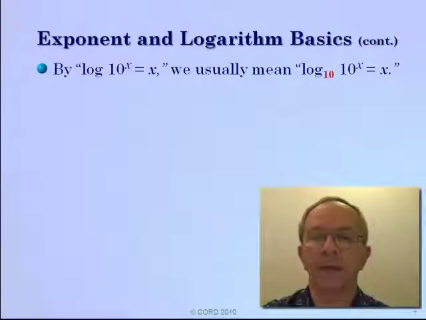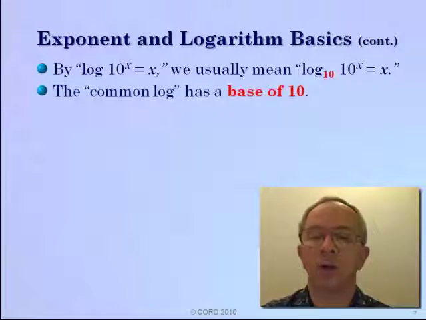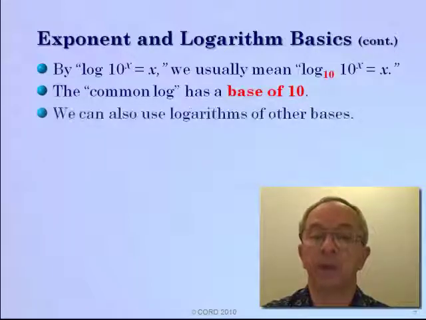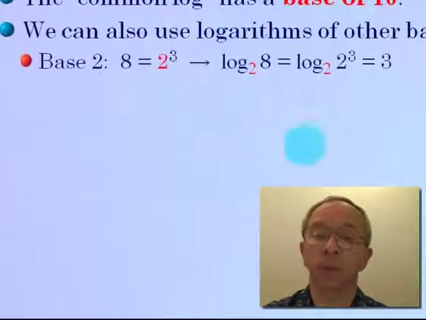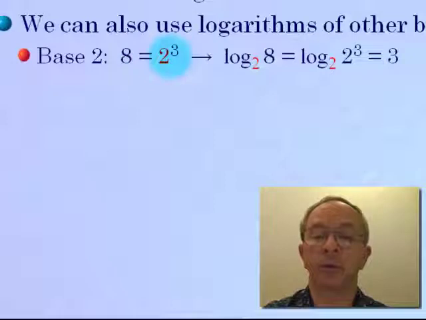Now by the log of 10 to the x equals x, we usually mean the log base 10 of 10 to the x equals x. We can have different bases. The common log has a base of 10. We can also have logarithms of other bases, like base 2, all right? If 8 is equal to 2 to the 3rd power, then the log base 2 of 8 is the same as the log base 2 of 2 to the 3 power, and that equals 3. So see, the log function can undo the exponent operation.